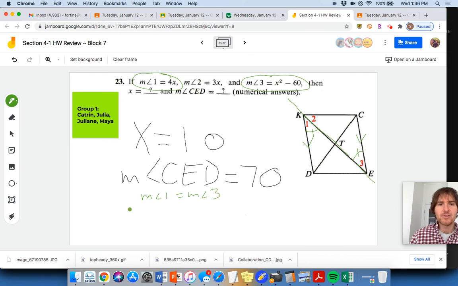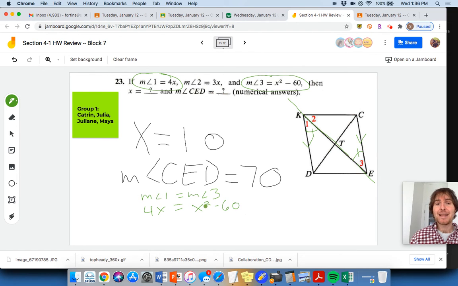You're not going to need to know how to solve a quadratic for your quiz because that's sort of a late Algebra 1 topic, and I'm not really reviewing it for you in a full way, but you might as well know how to do this. It'd be nice. Measure of angle 1 is 4x, and measure of angle 3 is x squared minus 60. Okay, you might be wondering, how can I get x here?